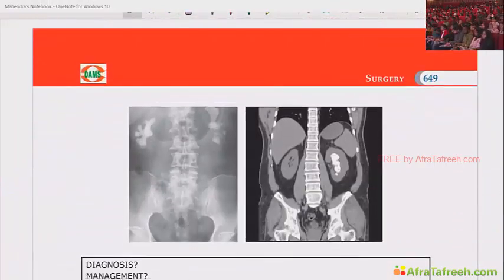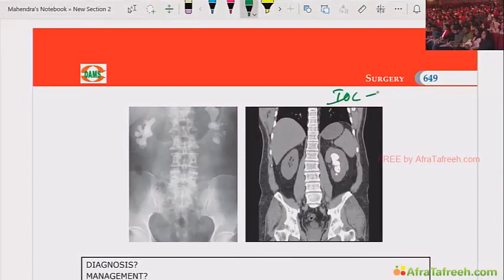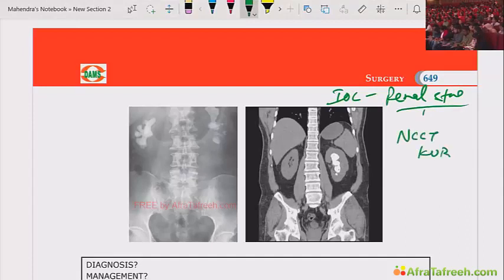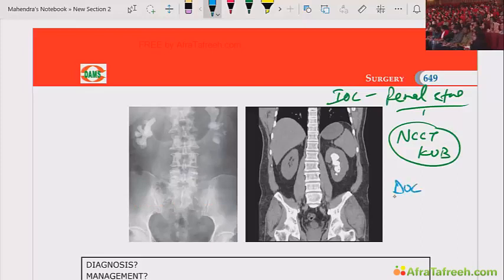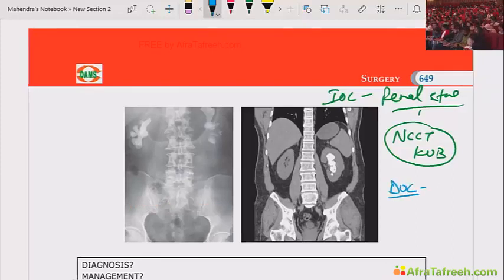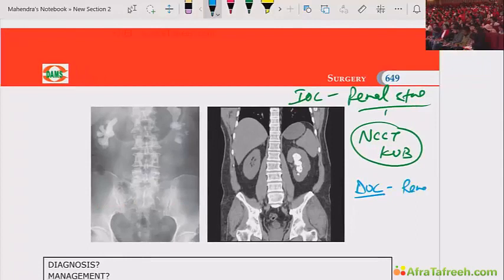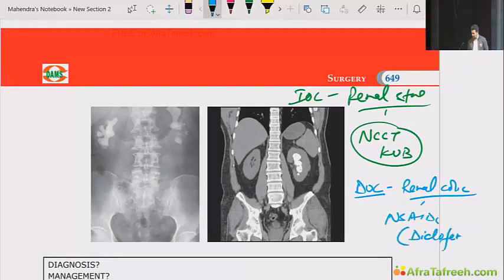What is the investigation of choice for renal stone? Investigation of choice is NCCT-KUB, non-contrast CT of the kidney, ureter, bladder region. And if the patient is having pain, what is the drug of choice for renal colic? Okay, it is basically NSAIDs, most commonly diclofenac. Diclofenac is the drug of choice.